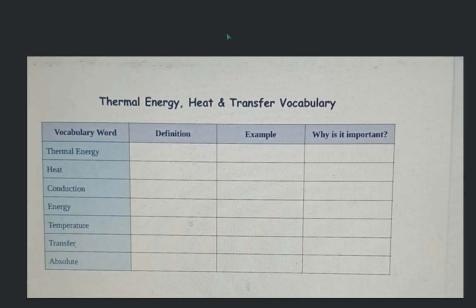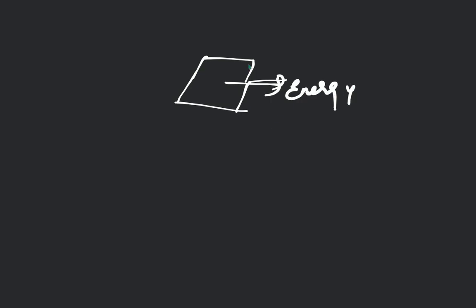So thermal energy, see, for example, if this is what we consider as the system, the energy present inside the system refers to the temperature here. Means as the temperature increases, thermal energy is increased. As the temperature decreases, thermal energy is decreased. It is always confined to a system. For that we call it thermal energy. Did you understand this one?